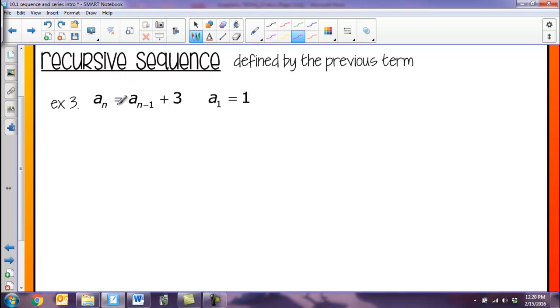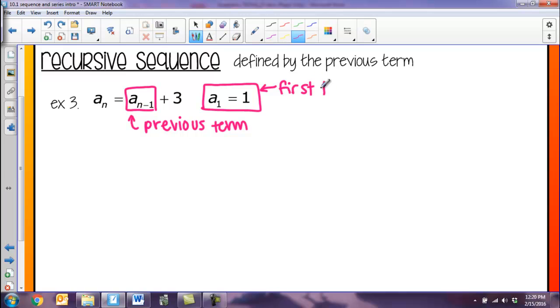So it says a sub n equals a sub n minus 1 plus 3. This right here, this is just the term before it. So here's your previous term. And then if they give you a recursive sequence, they have to tell you at least one of the terms. So a sub 1, and sometimes you're going to see this denoted as just a, is your first term.